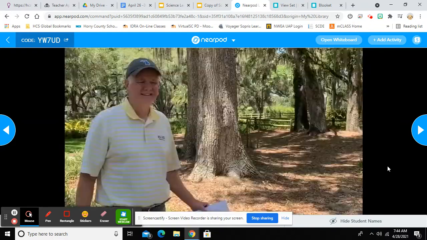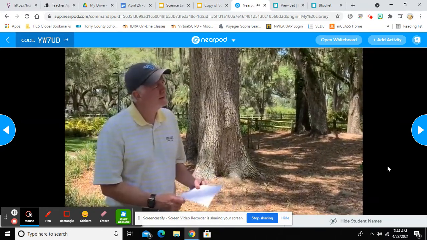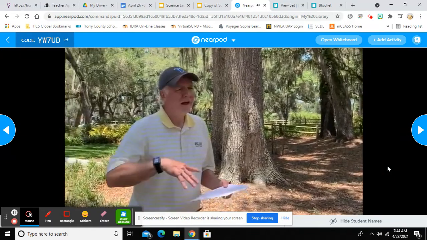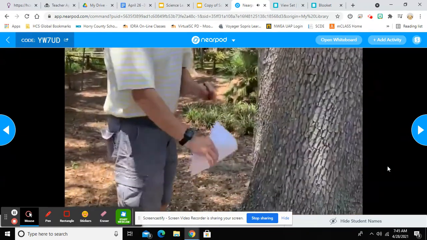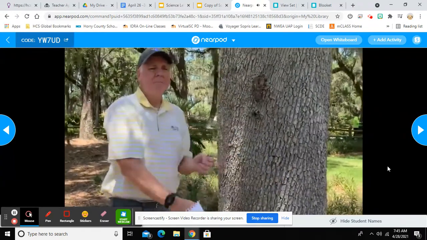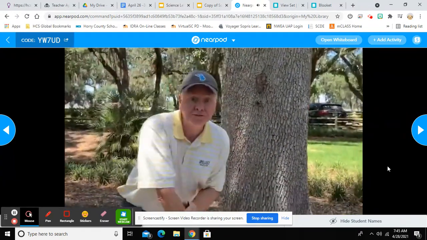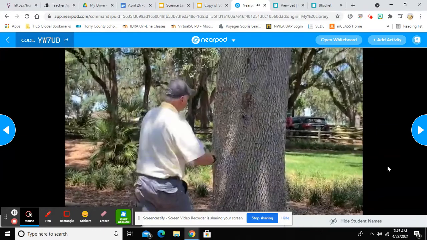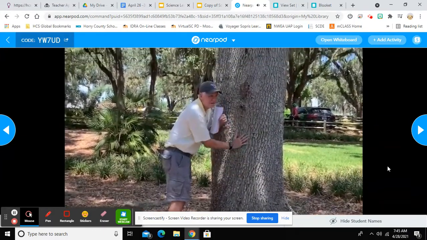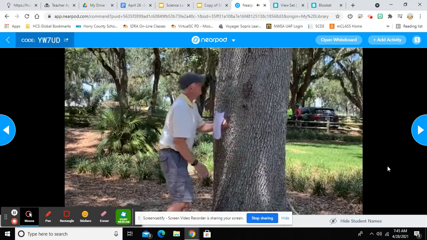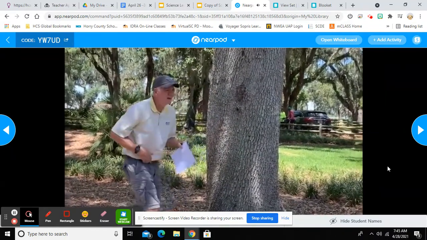Hey, Mr. Joe, what was that you were saying about the bark of trees? Well, I was drawing a comparison of this bark to my skin. They're both the outer layer, and they both protect your innards, if you will. This protects this tree from insects and animals, and it's very, very important. Sometimes the bark's the same on every tree.